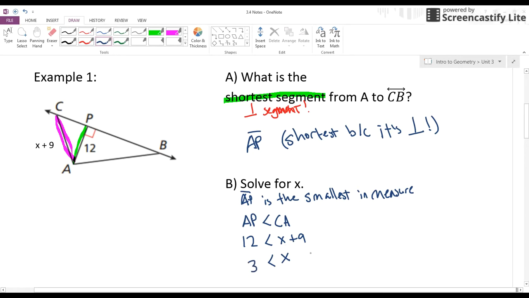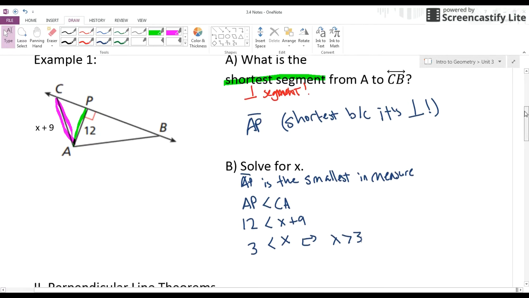And I don't care if you write this as 3 is less than x or x is greater than 3, they mean the same thing. It's up to you and how you want to write that order. Okay. But again, this is a little tricky. We're not writing an equation. It's going to be an inequality because that side, CA or AC, is not going to be the same length or even smaller than AP. So we want to use the inequality sign to create the problem.